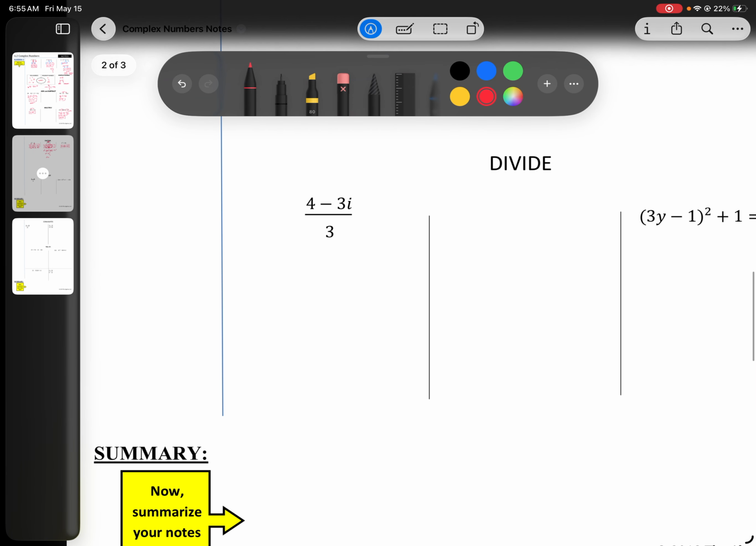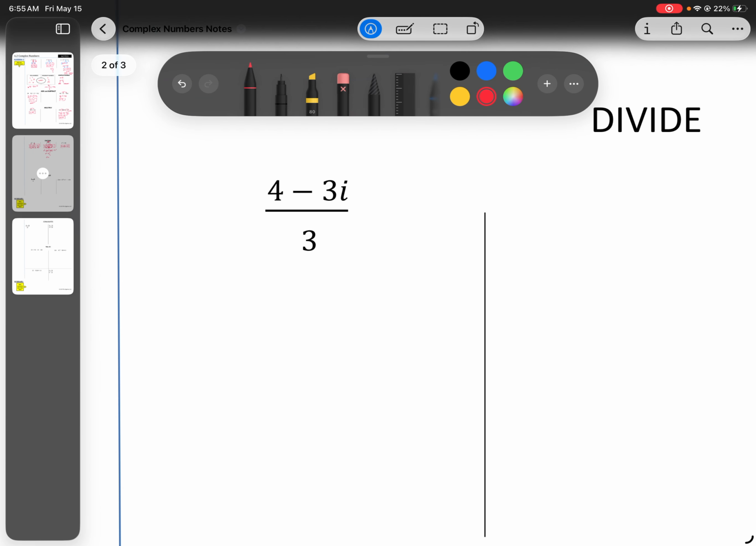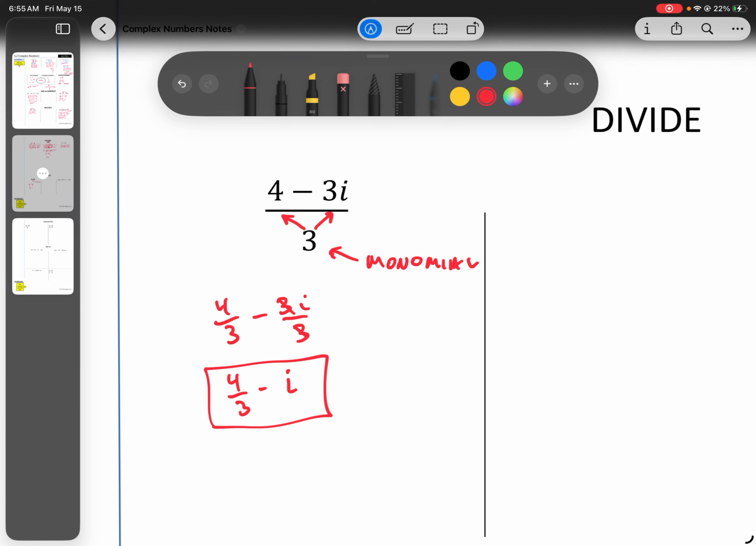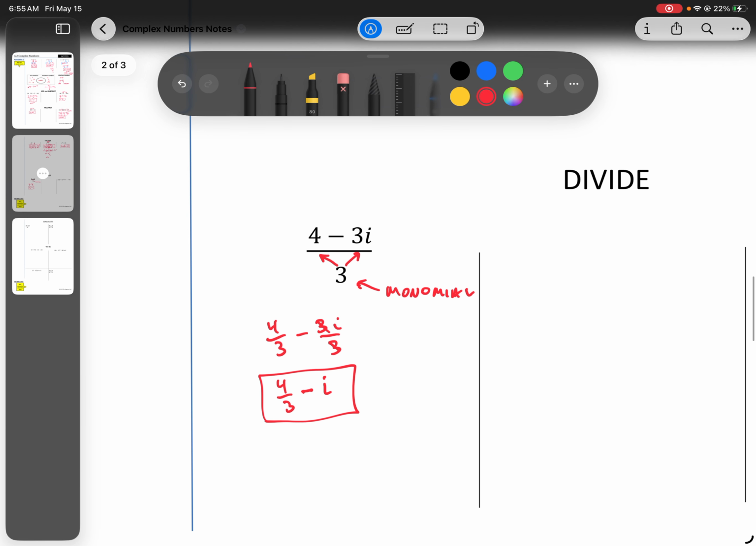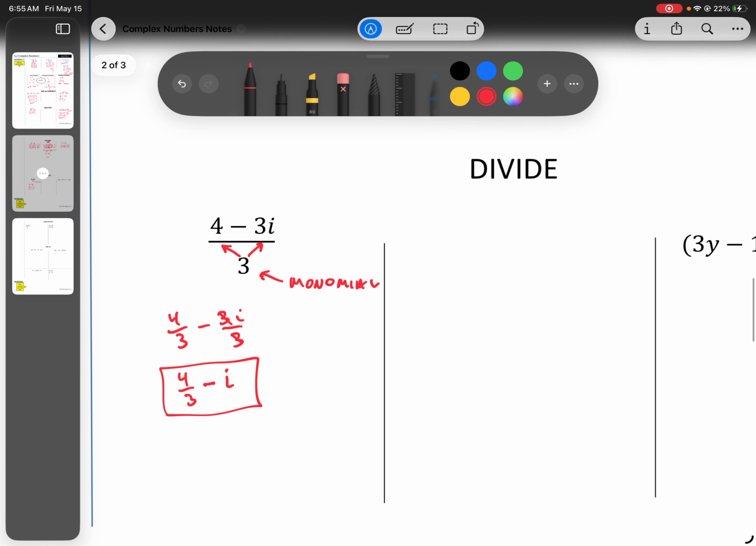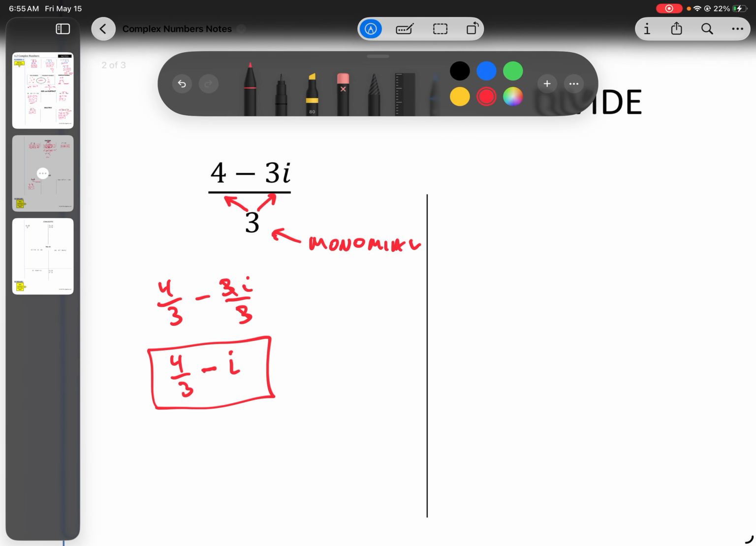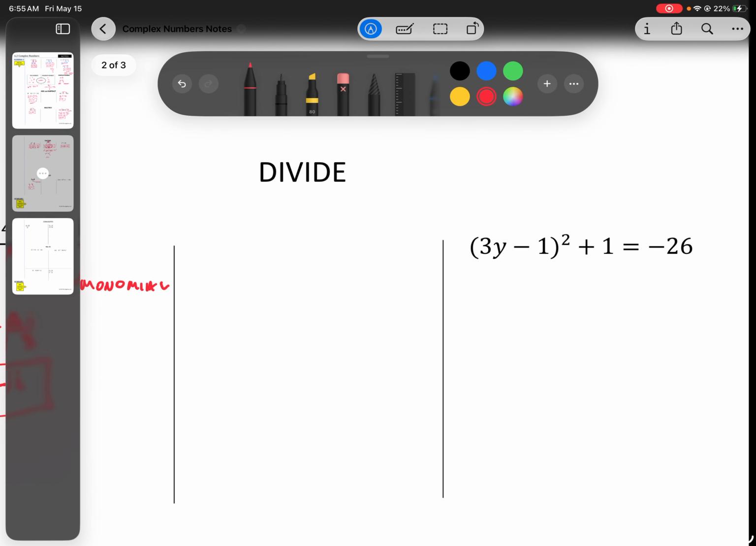Okay? Moving along. How do we divide? Well, when there's just one term, a monomial, on the bottom, we can distribute division just like we distribute multiplication. We can divide each part of the numerator by 3. So then that will simplify to 4/3 minus 1i, because 3 divided by 3 is 1. We're going to use that a lot when we start doing the quadratic formula in our next lesson. So that's going to be an important skill right there. You have one term on the bottom, you're going to distribute that division, okay?